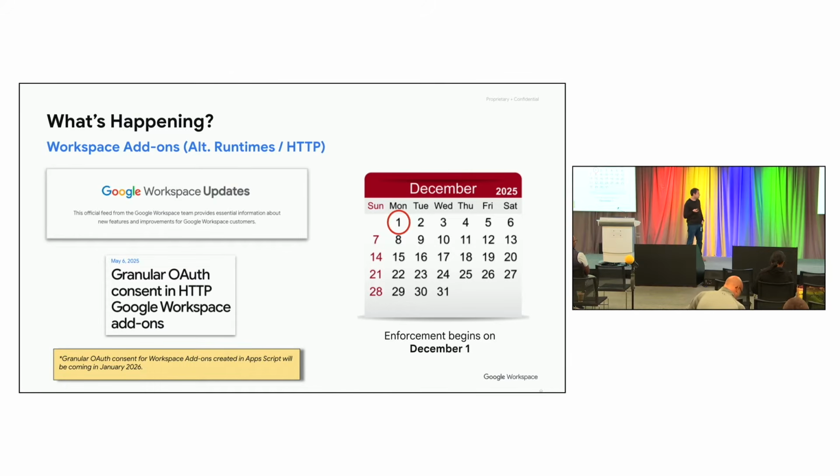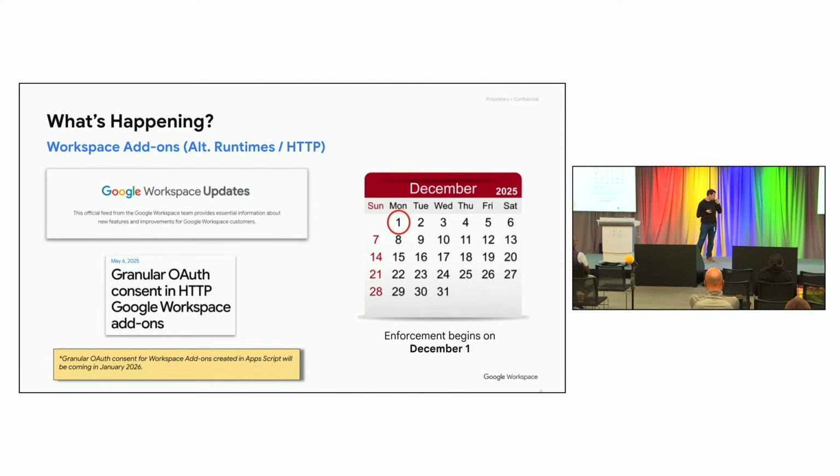Now, speaking of workspace add-ons, alternate runtimes, HTTP endpoints that was discussed today. These are the add-ons that can cross multiple surfaces. They're contextually aware. They're available in that right-hand column in Google, in like Gmail, for example, and Drive. These ones are going to also be having a granular OAuth.